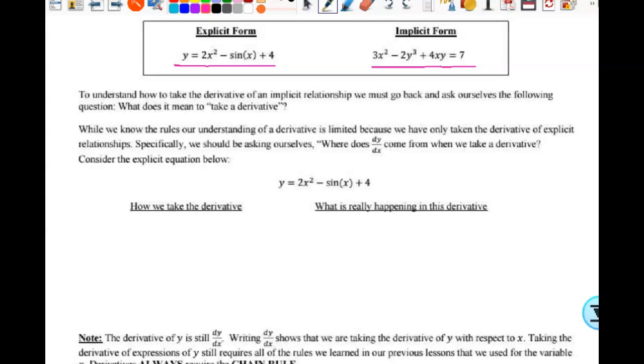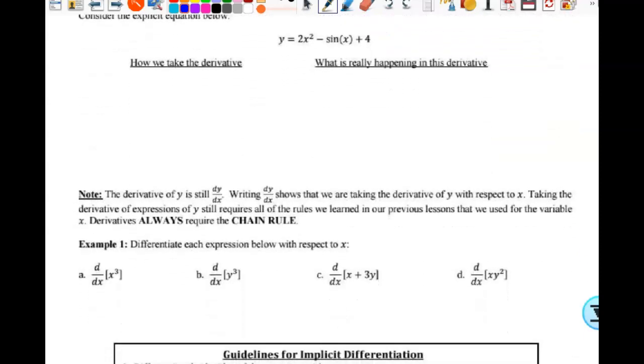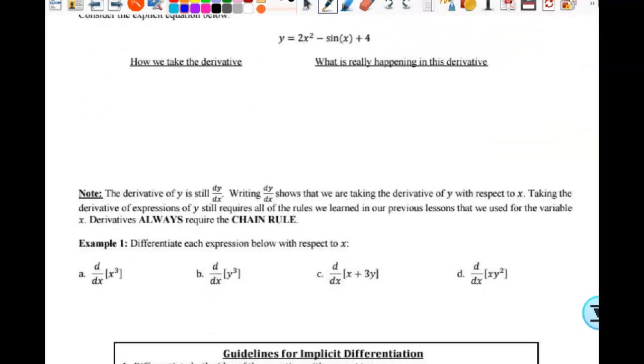All right, so we're going to go back and look at what it actually means to take a derivative: some of the notation that popped up yesterday that I know y'all weren't super familiar with, what our rules are, and where this dy dx comes from and what it means. So we have this equation, y equals 2x squared minus the sine of x plus 4, right? If I want to take the derivative, I can put this around here and say I'm going to take the derivative with respect to x. That's basically what that means right there, okay?